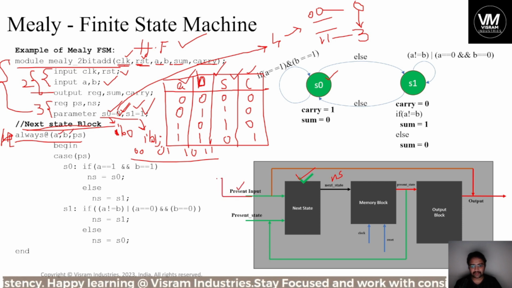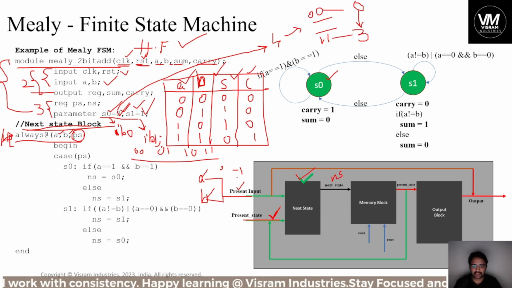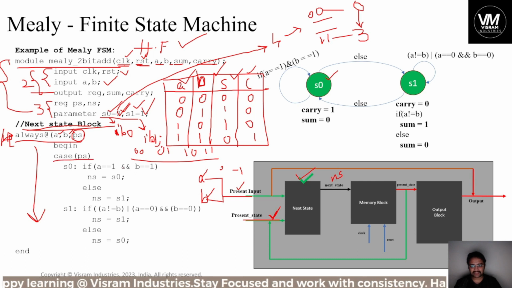Let us consider the present inputs as A and B, and the present state is this one. At the present state, whatever it might be, the next state will be operating, and if any changes come at A and B, like 0 to 1 or any simple changes, the next state block is active. That next state block is nothing but this always block. So we have a case condition, and if A is equal to 1 and B is equal to 1.